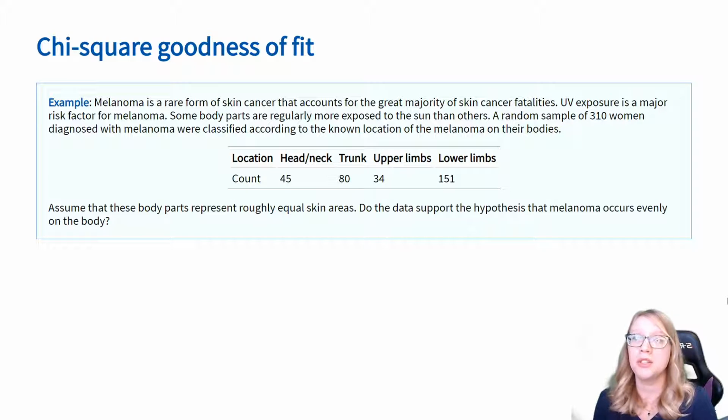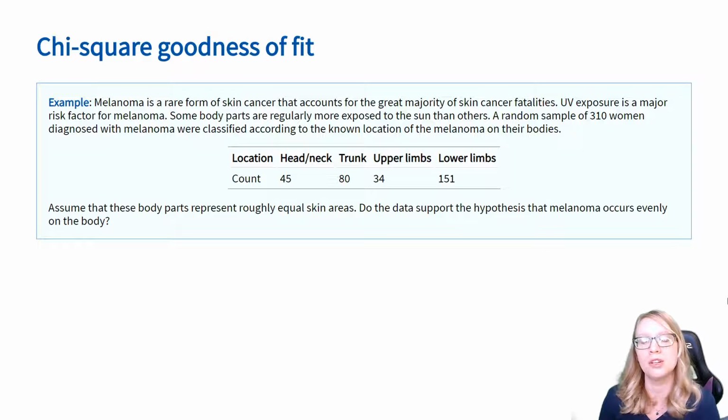We will assume that these body parts represent roughly equal skin areas, which might be a dubious assumption. We could also think about it as they represent roughly equal exposure. For example, my face is typically uncovered throughout the year, so that would receive sun exposure even in the winter, whereas I typically don't wear shorts in the winter. My legs would receive less exposure over time.